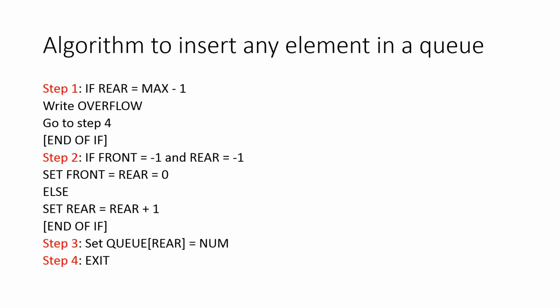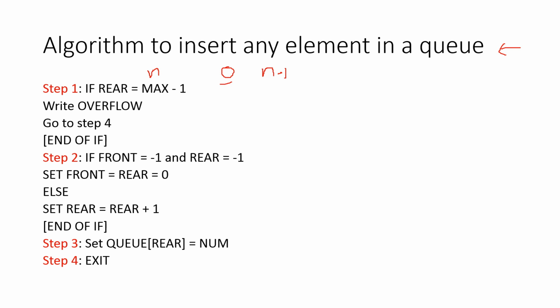Now, the algorithm to insert any element in the queue. That is, from the rear side, we are inserting the element. Step 1: if rear is equal to max minus 1, where max is n, the maximum number of elements. Since the index starts from 0, it goes up to n minus 1. So if rear is equal to max minus 1, that means there is no space for inserting an element.